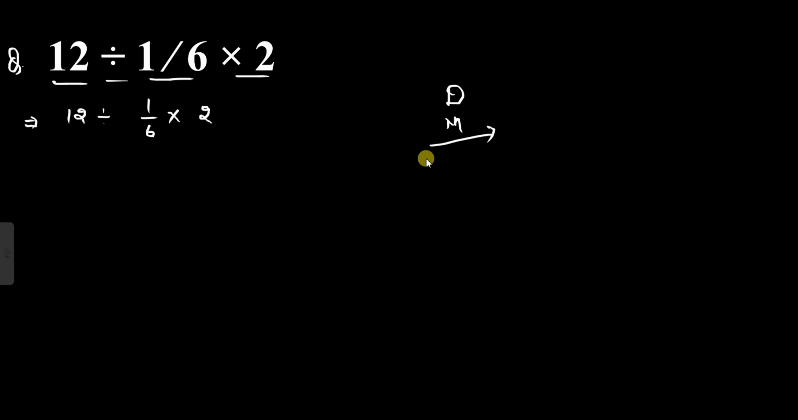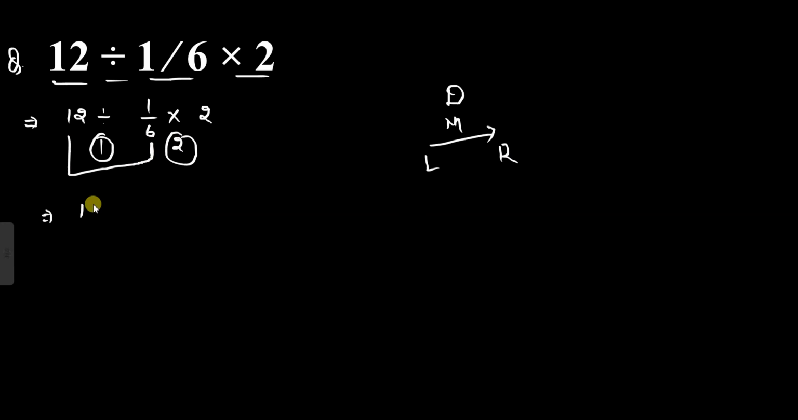When checking from left to right, whatever comes first gets the first priority, and whatever comes second gets the second priority. So here, the first priority is given to division, division has the second priority here, multiplication is here, and when we solve this, we'll solve it like this.